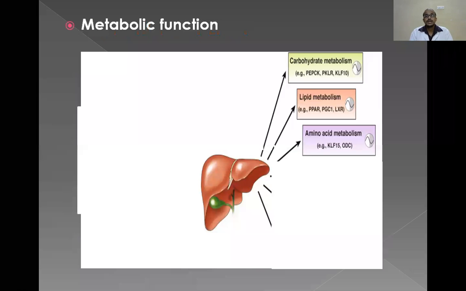So coming to the metabolic function, we know the carbohydrate metabolism, lipid metabolism, and amino acid metabolism mostly depend on the liver, because most of the metabolisms take place in the liver. So the liver is the site for a number of metabolisms that are taking place in the body. That's why it plays an important role in all the carbohydrate, lipid, and amino acid metabolism. That is a very important function.